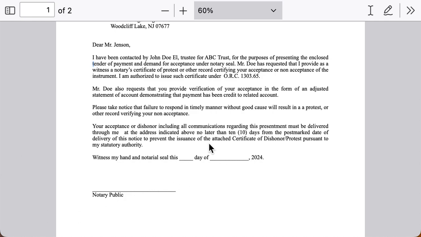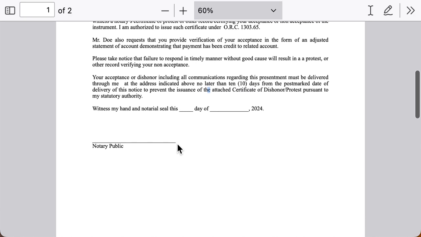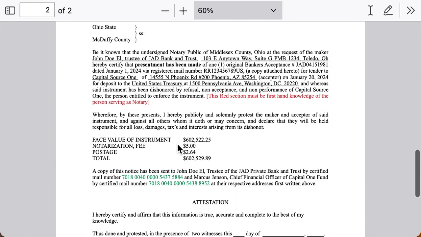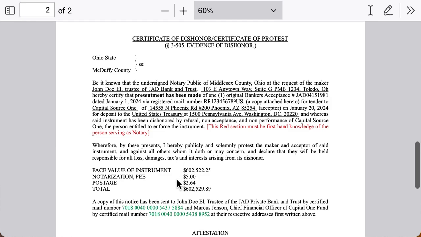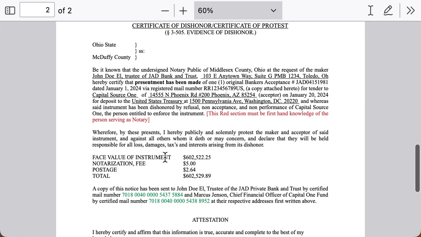Again, you don't have to say attached certificate. You could just say to prevent the issuance of a certificate of protest. This is just because you want to be very careful and you don't want to get the notary involved, so the notary doesn't need to sound like they're taking a position. But if you wanted to attach the certificate to show them what is to come so they would understand the severity of it, then make sure you don't fill out the values. Just make it a standard blank certificate that's not complete.